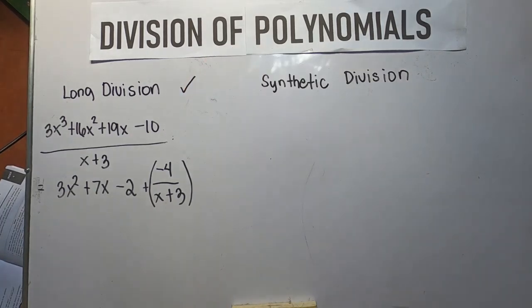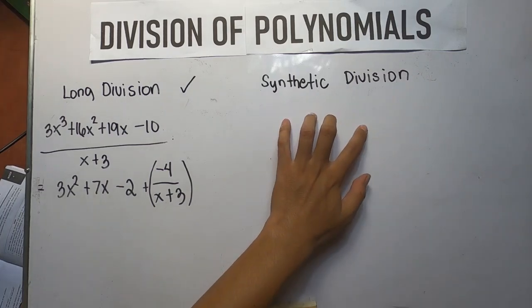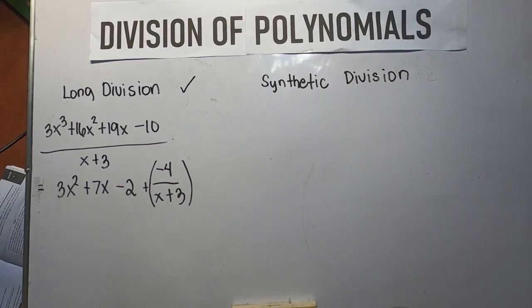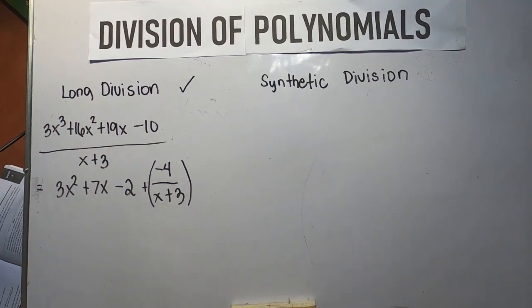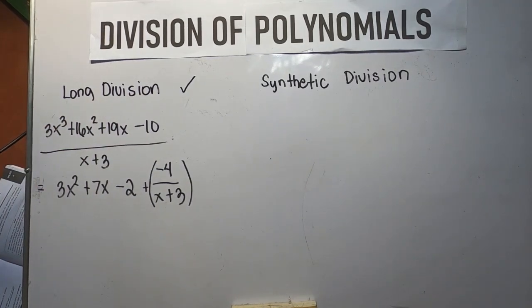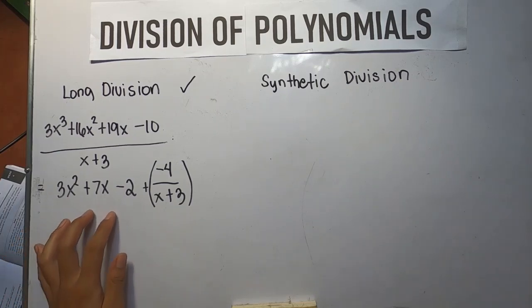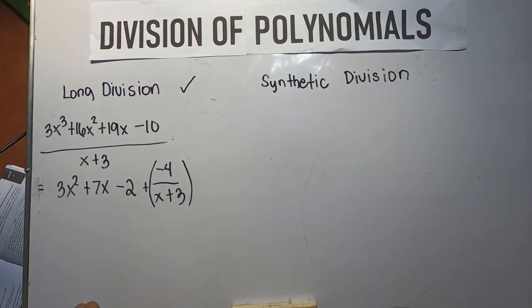Another method that you can use is synthetic division method. So we will prove that the quotient using the synthetic division method will be the same as the quotient in long division method. The given in illustrative example 1 was 3x cubed plus 16x squared plus 19x minus 10 divided by x plus 3. Using long division method, we arrive at the quotient of 3x squared plus 7x minus 2 with a remainder of negative 4. And that remainder is expressed as negative 4 over x plus 3.